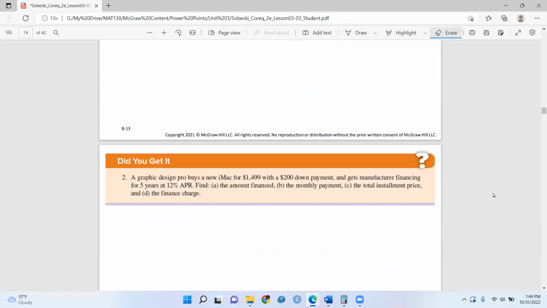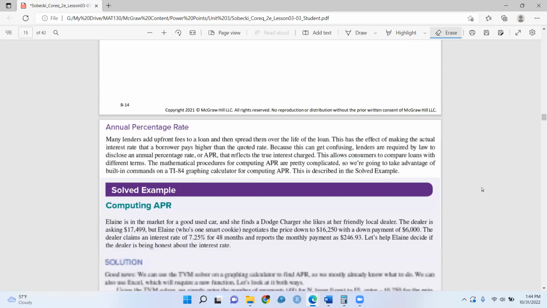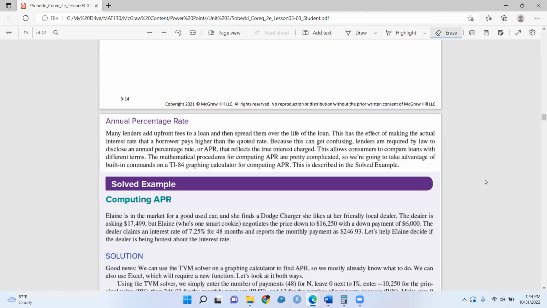Okay. So interest rates, that annual percentage rate is really important.